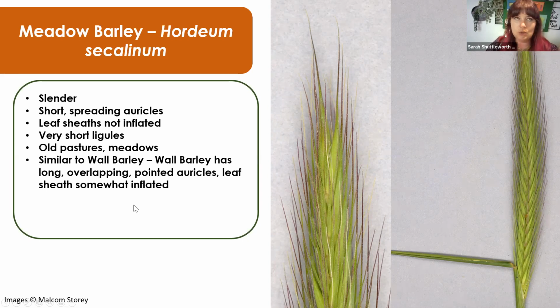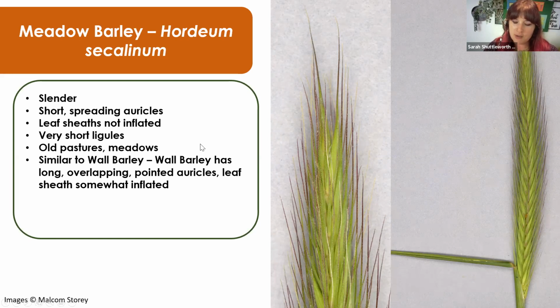Now, you might be thinking, oh, I've seen this everywhere walking along the pavements and getting covered in dog wee, but that's because it's very, very similar to wall barley, which is another Hordeum, which is incredibly common and often along the edges of paths and waysides and things like that. But the difference here, other than the location, is that wall barley has long overlapping pointed auricles, even longer than those other ones, and that leaf sheath is somewhat inflated.